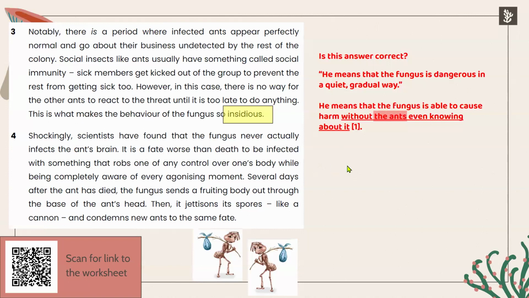Okay? Now, notice I mentioned insidious in a horror situation. We're using it to describe the behavior of the fungus. Is the word insidious a good thing? Does our writer approve of the fungus's behavior? That's why he uses insidious. So is our writer okay with the fact that the fungus is like this?